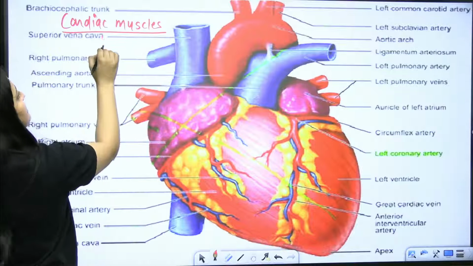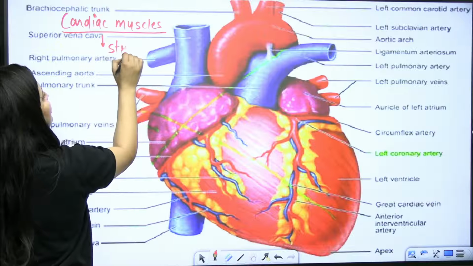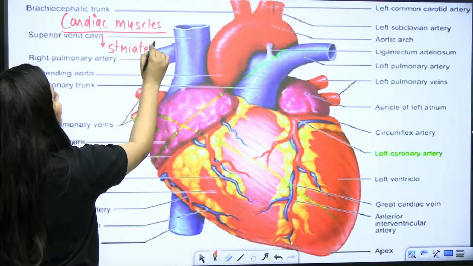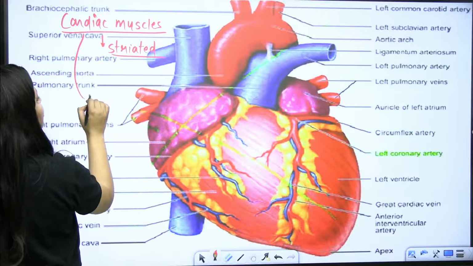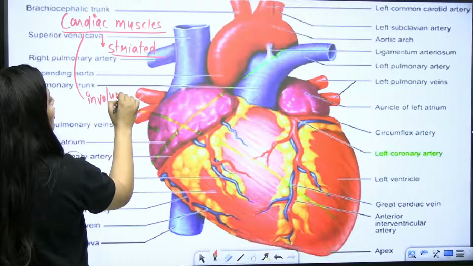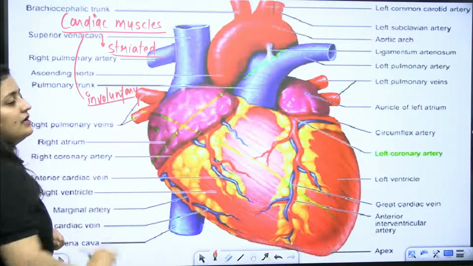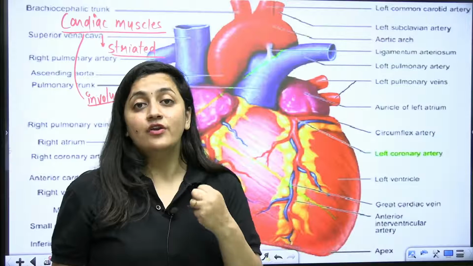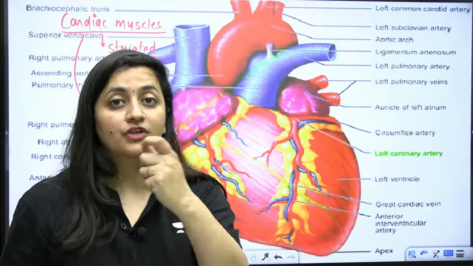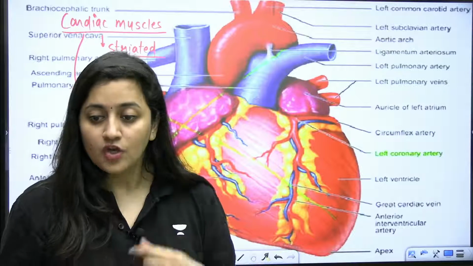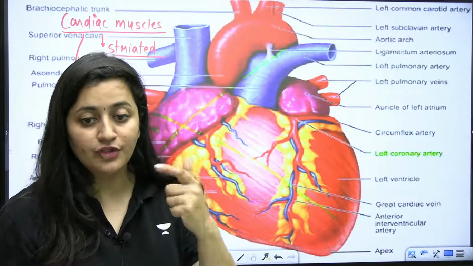Okay, cardiac muscles are also striated, and moreover, they are involuntary. They are not voluntary, they are involuntary. Involuntary means you cannot control their function with your own will.